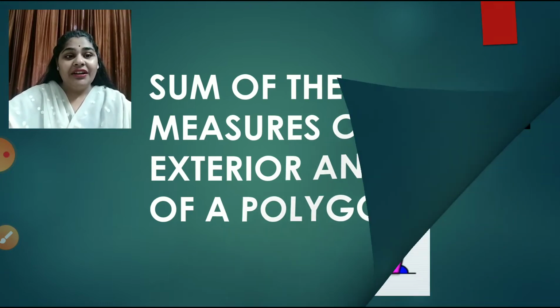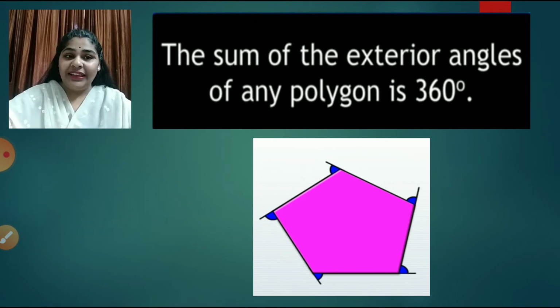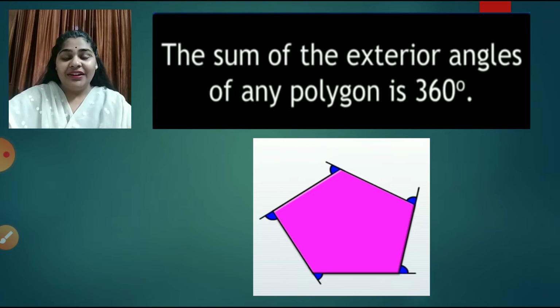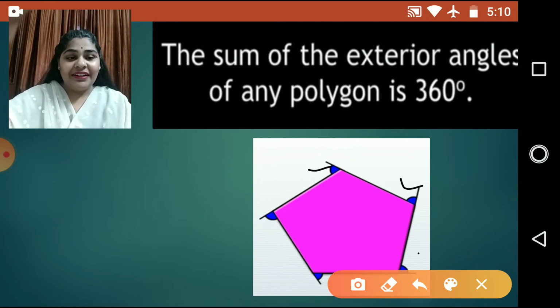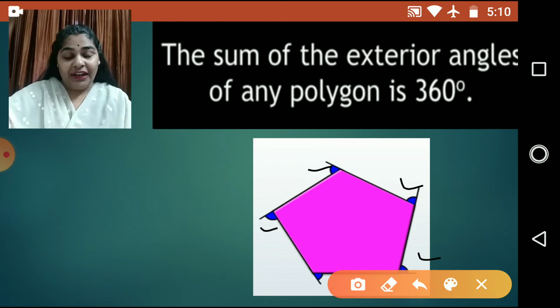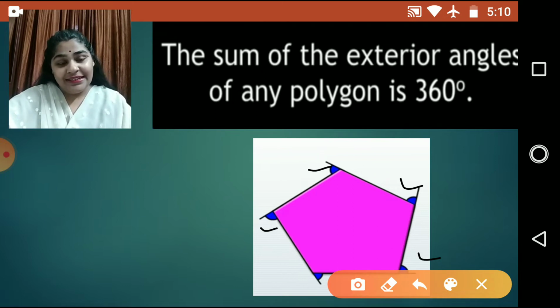It says that the sum of the exterior angles of any polygon is 360 degrees, right? Here in the figure you can see these are the exterior angles. Can you see, children, marked with a blue color? Yes. So if we add all these exterior angles of any polygon with n number of sides, the total, that is the sum, will be equal to 360 degrees.